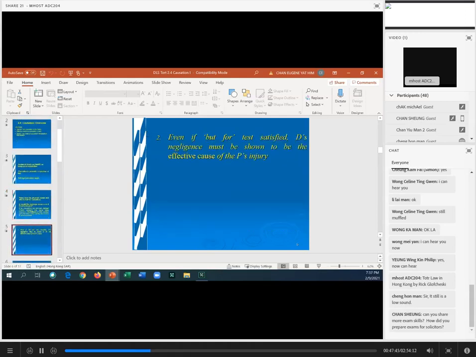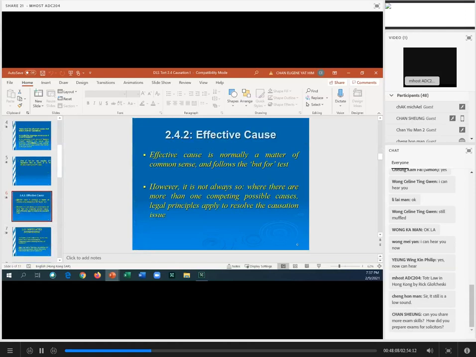And then moving on to the second aspect of causation: even if the but-for test is satisfied, the defendant's negligence must be shown to be the effective cause. Now, this is where there's more than one possible cause. So this is what we mean by the effective cause. Effective cause is normally a matter of common sense, and follows the but-for test. However, not always so when there's more than one competing possible cause.